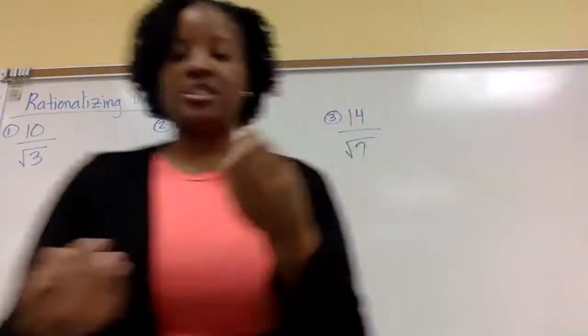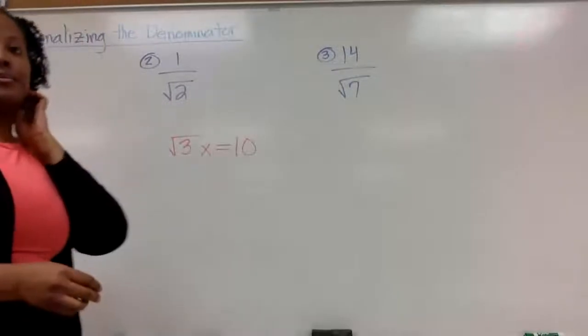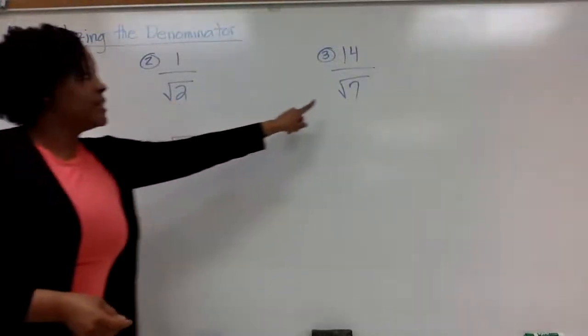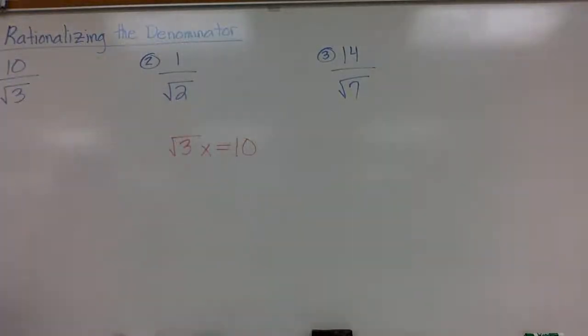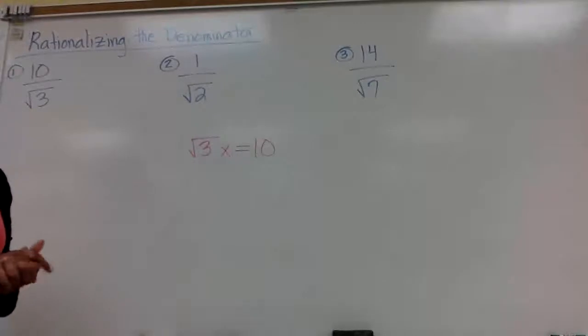So today I'm going to show you how to rationalize your denominator so that your denominator does not have a square root in it, like this one here, like that one here, like this one down here. We don't want it to have a square root in the denominator. So I'm going to show you how to rationalize the denominator.